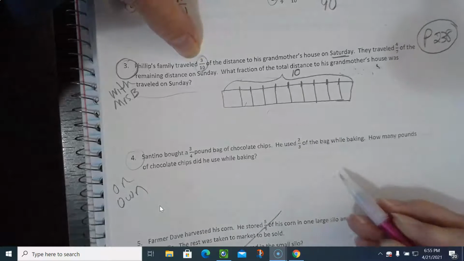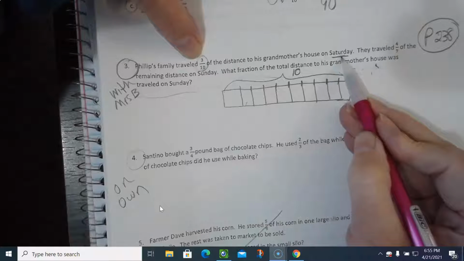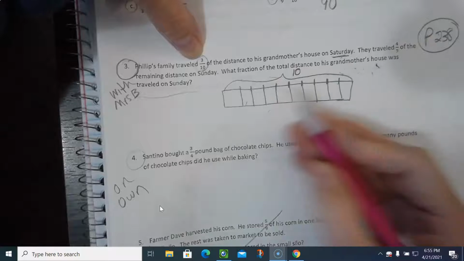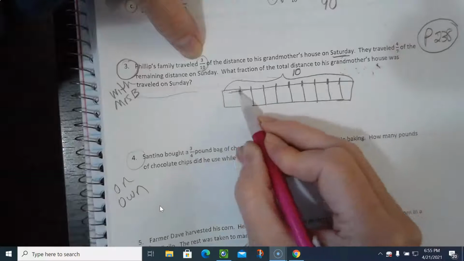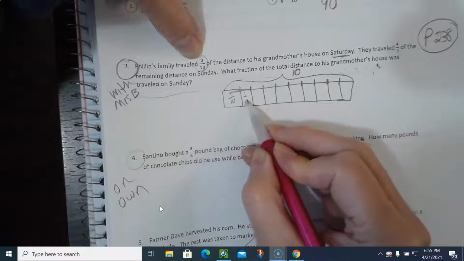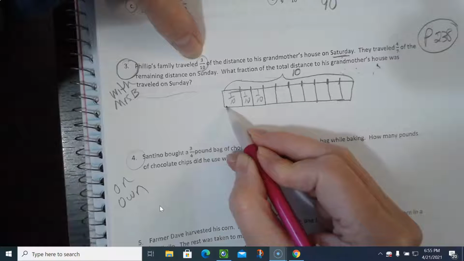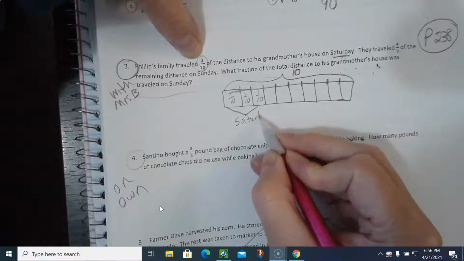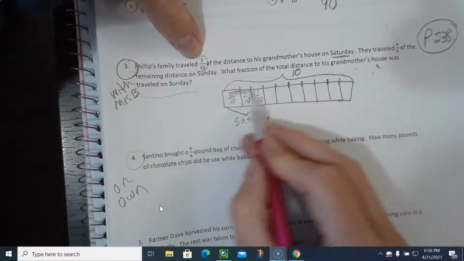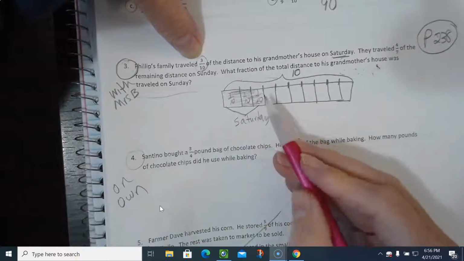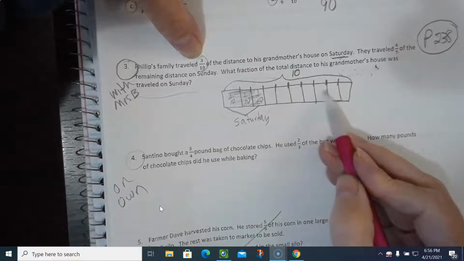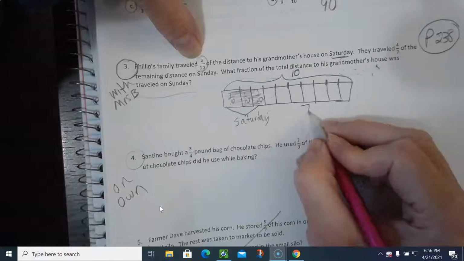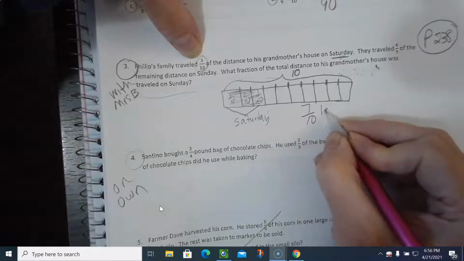And I know that on Saturday, they are going to travel 3/10 of that distance. So this is 1/10, this is another tenth, and this is another tenth. So these 3 together, this was the amount that they traveled on Saturday. So this is already done. I'm just going to shade that. Now, how much of the trip is still left? Well, 1, 2, 3, 4, 5, 6, 7. So I'm really working with 7/10 of the trip that is left.